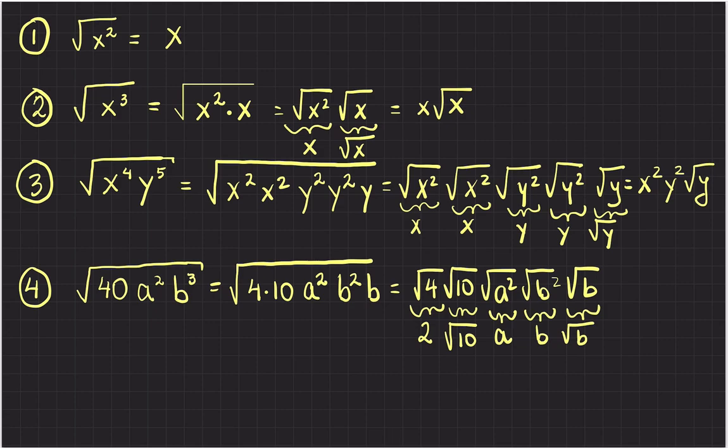Now I have my answer here, but I'm going to write it so that the last thing that I'm going to write is everything that is under the square root. And before the square root, I'm going to write first numbers. So there's my 2. Then variables or letters in alphabetical order. So A, B. And now I'm going to put everything under one square root, writing first numbers and then letters. And that is my final answer for problem number 4.